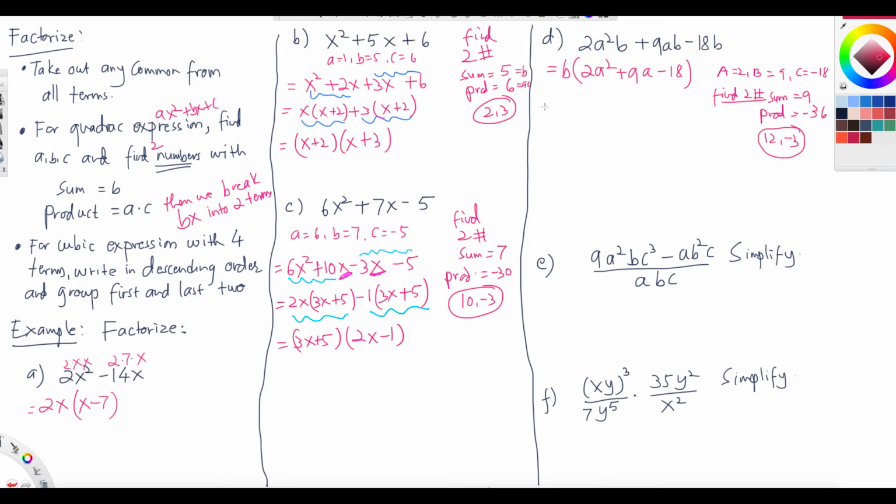Let me write down b outside, and then 2a squared will be there and minus 18 will be there too, first and last term. Now the middle term will be broken down into 12 and negative 3. So plus 12a minus 3a. You see that? Now we need to break that as groups. So b is still outside. Write down that b outside.